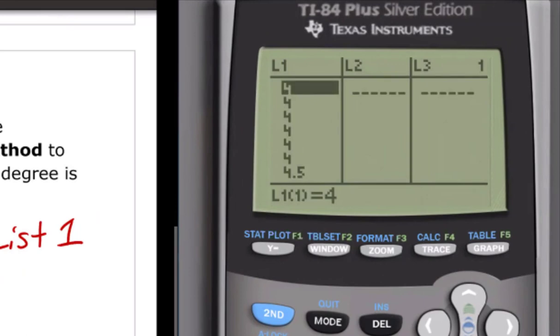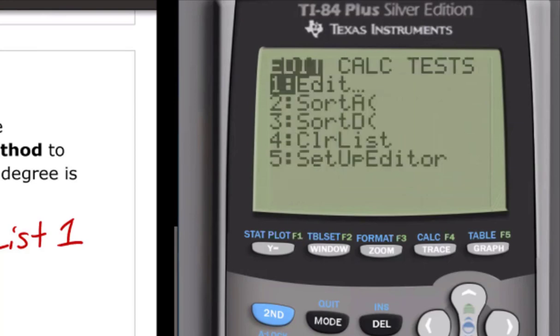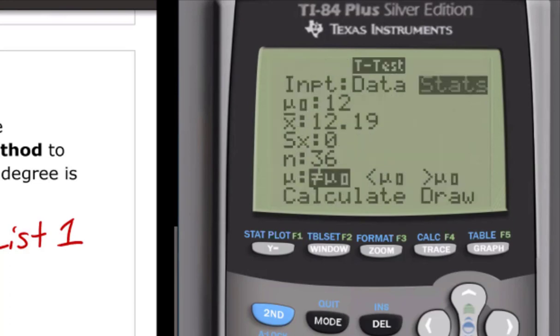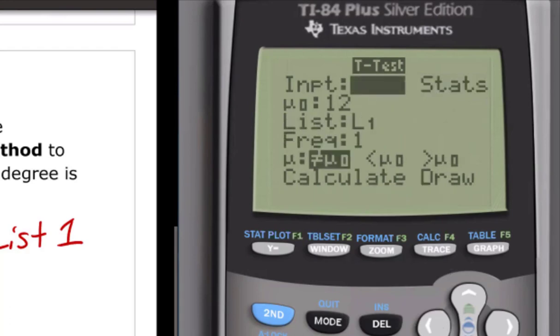Now we want to go to t-test on the calculator. So hit stat, go over to the test menu, and then we want to do t-test. And for this one, we actually don't have the summary stats given to us at all, like the sample mean, sample standard deviation. We could count up how many people there are. But since we put our data in list 1, we actually go over to input data. So on this one, we want to do input data.